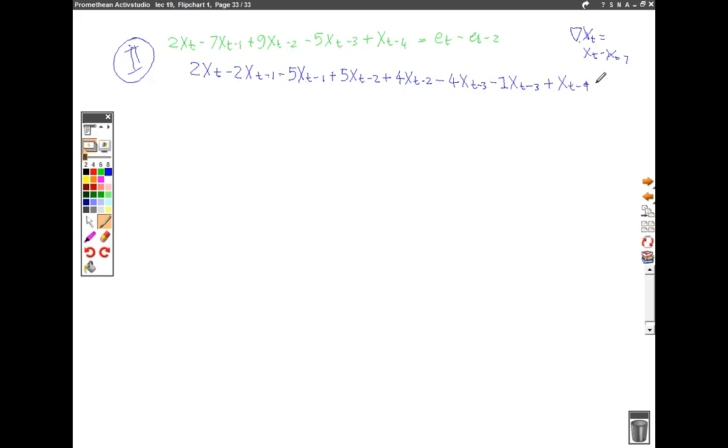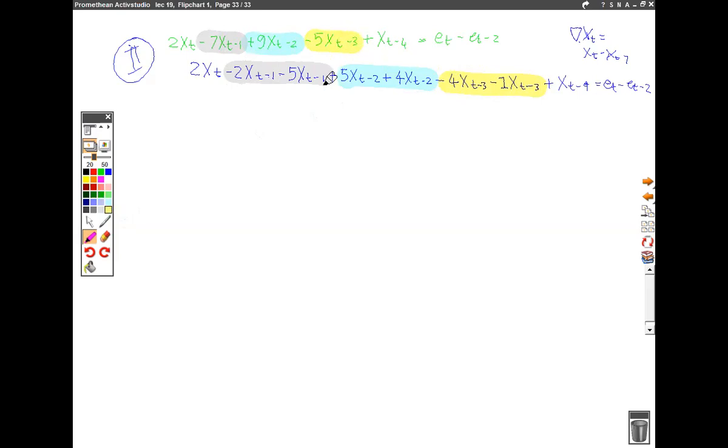And this will be equal to et minus 2. Does this make sense? So what I have done is, if you add this and that, you will get this term right here. If you add this xt minus 2, you will get this term. And if you add this xt minus 3, you will get this term here.